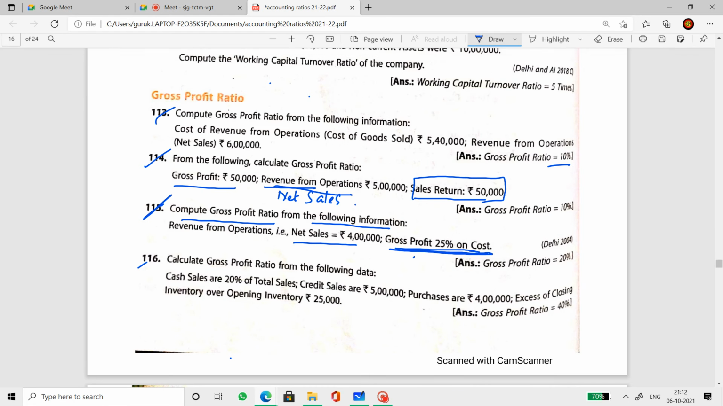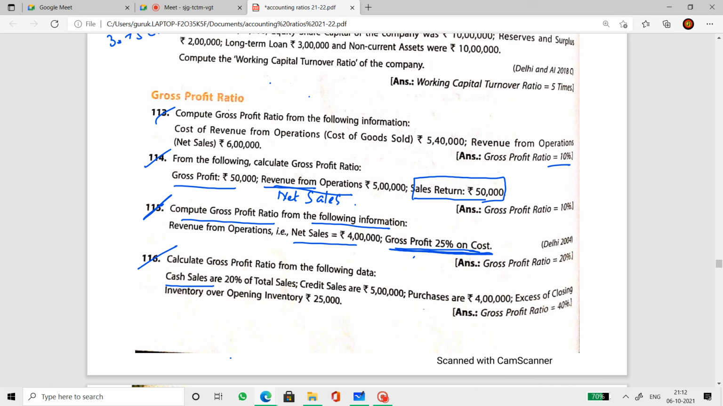Next is question number 116. Cash sales is 20% of total sales. Credit sales is 5 lakh. Purchase is 4 lakh. Excess of closing inventory over opening inventory is 25,000. So no information is given directly here in the question. We need to do a lot of working in order to arrive at the answer.